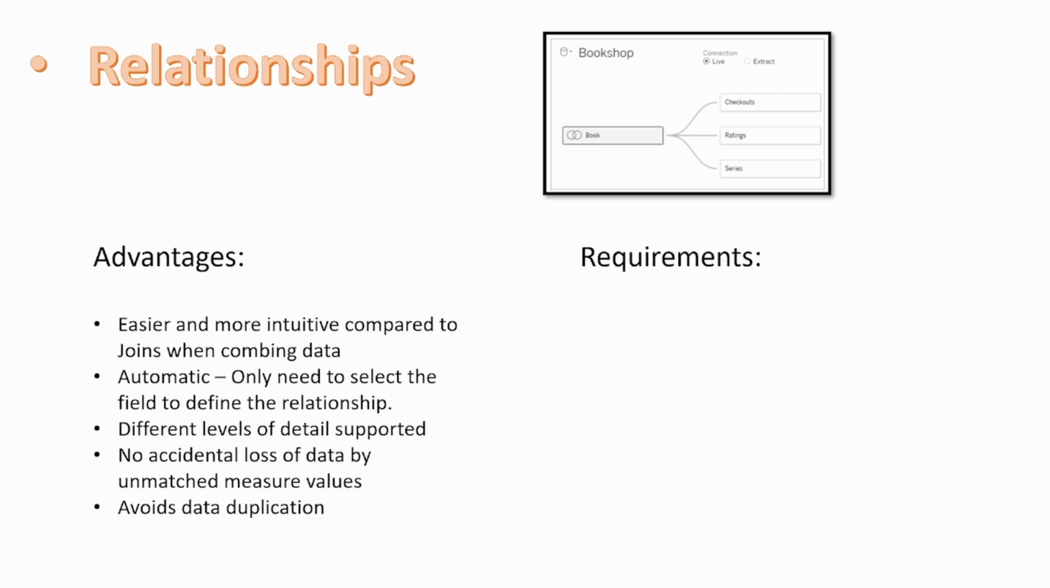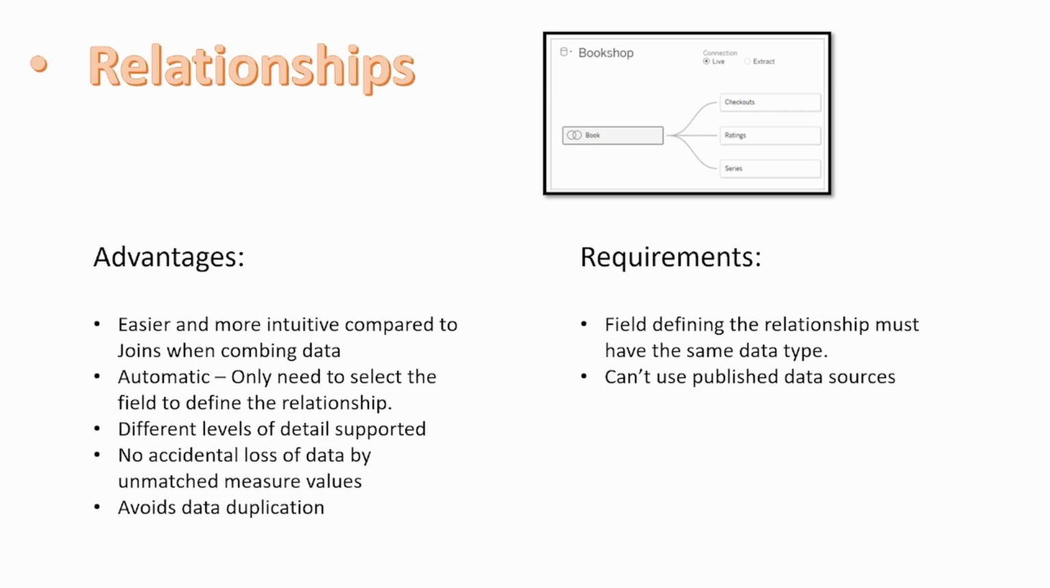Some of the requirements for relationships to work: you need to keep in mind that unclean data, meaning the tables are not structured well, can make the relationship very difficult and very complex. So bear that in mind. Also, a field that defines the relationship must have the same data type. We spoke about this in the previous video. We can't use published data sources, and we can't define the relationship on a geographic field.